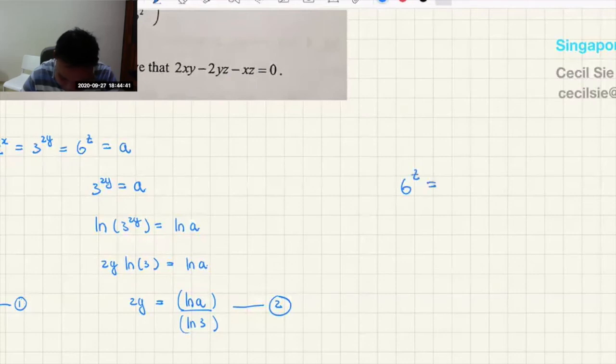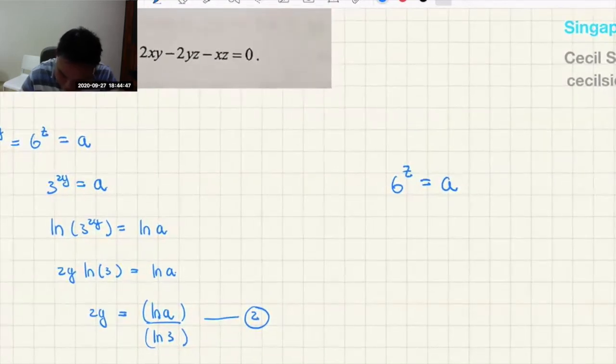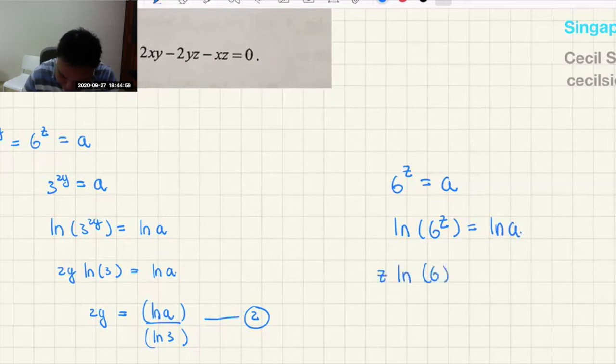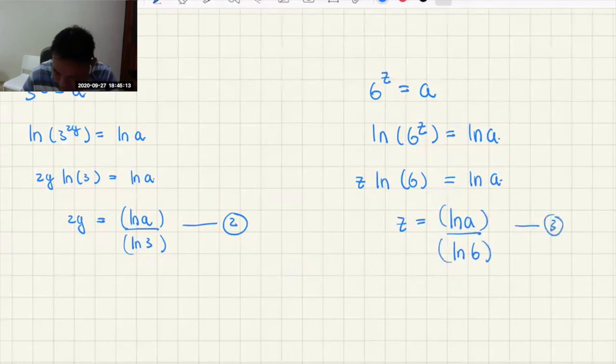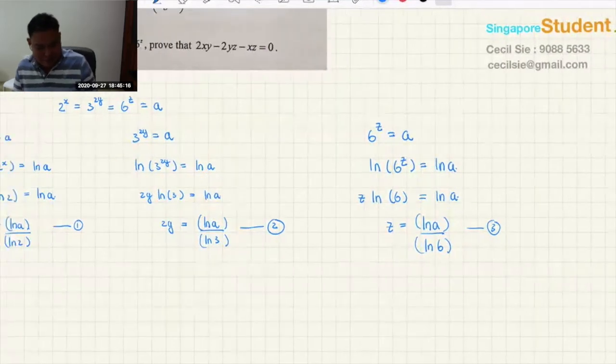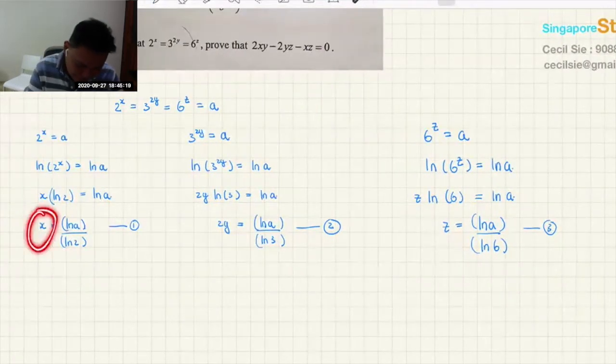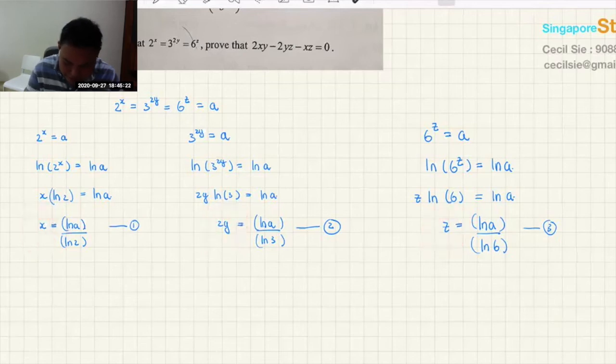6 power z equals a. As usual, we ln both sides. Ln 6 power z equals ln a. z ln 6 equals ln a. z equals ln a over ln 6. And this is equation 3. So we find this x, y, and z.